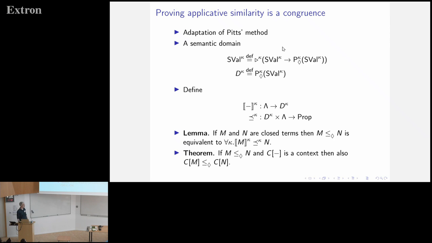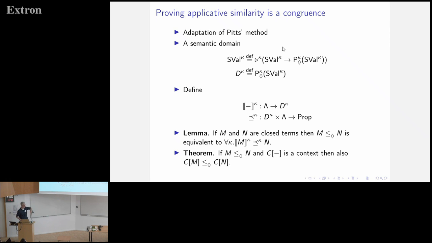Most people prove this using syntactic methods, such as Howe's method, but we use semantic methods following Pitts, who did this in domain theory for the pure untyped lambda calculus. So we solve a domain equation, that's the S val here, and we use that to construct the semantics for terms, so capital lambda here are closed terms. And then we did a relation between terms and types and showed that this corresponded to may similarity.